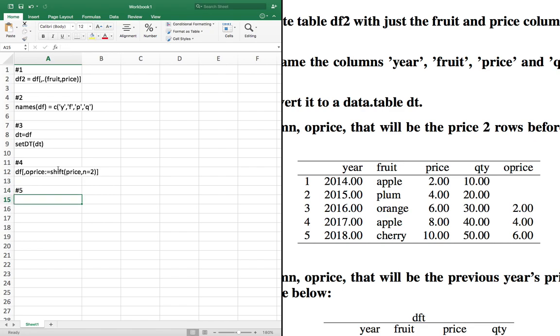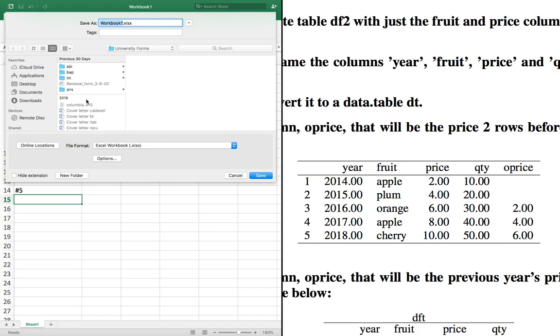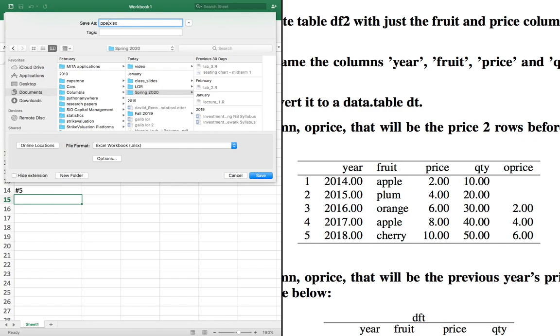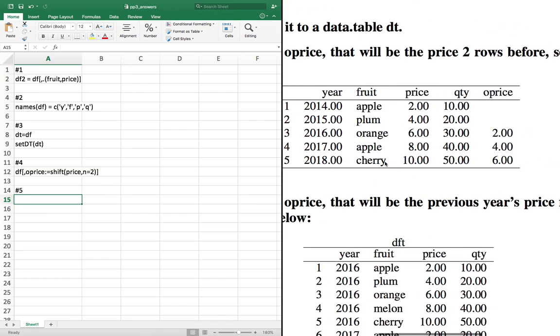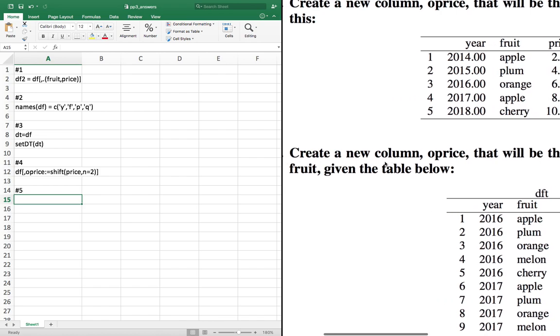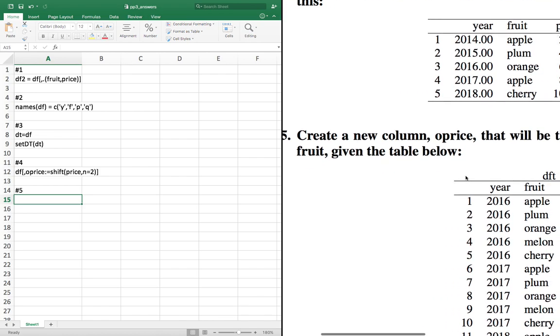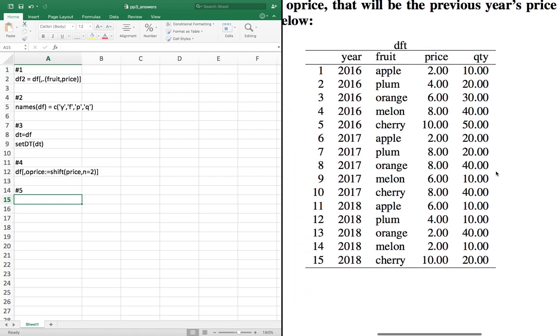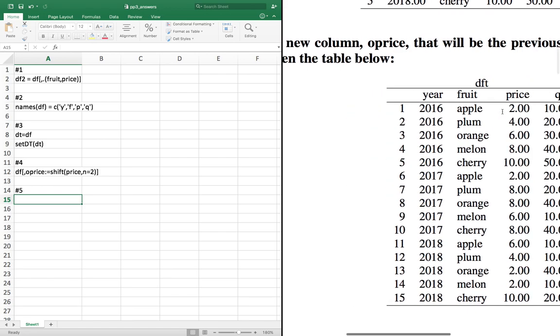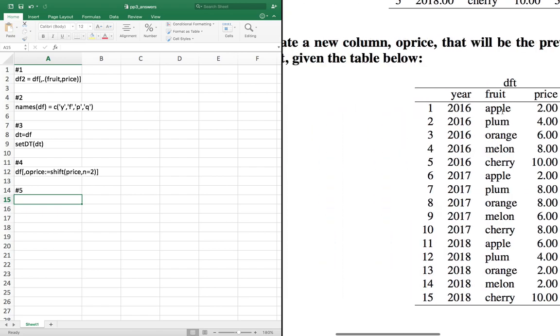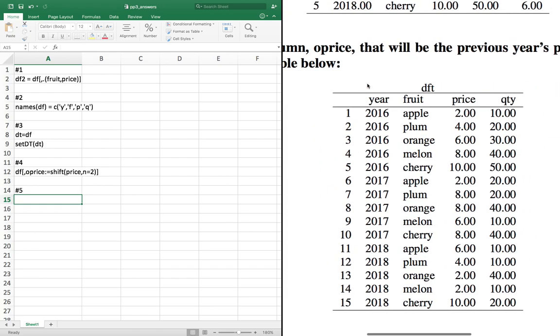Number 5. Let me save this. All right. Number 5, create a new column, old price, that will be the previous year's price for each particular fruit given the table below. Okay, so here we have to do a little bit more work. We want to create another column called old price, the previous year's price for each particular fruit given the table below.